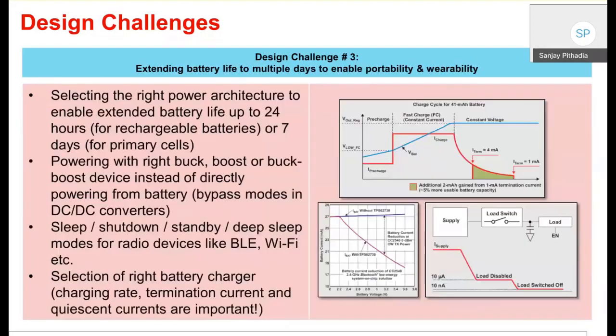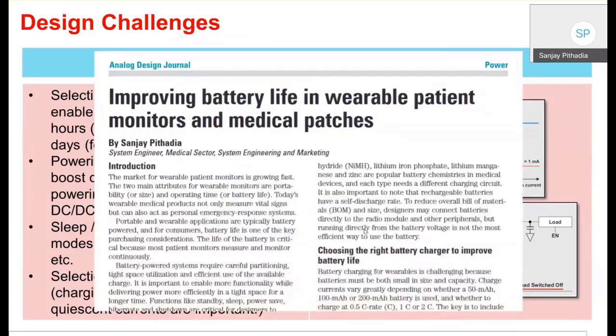And then the third one is extending battery life. Though this design has only a coin cell battery, there are some applications where you might use rechargeable batteries. In that case, the right power architecture has to be selected. You should select the right buck converter, boost converter. You have to put some devices into sleep mode, some into shutdown mode. So there is an application report which is available on ti.com. It's called Improving Battery Life in Wearable Patient Monitors and Medical Patches. We will be sharing all these slides with you, so you can go and click on this link, and it will show you a good document which highlights the different ways to improve the battery life.